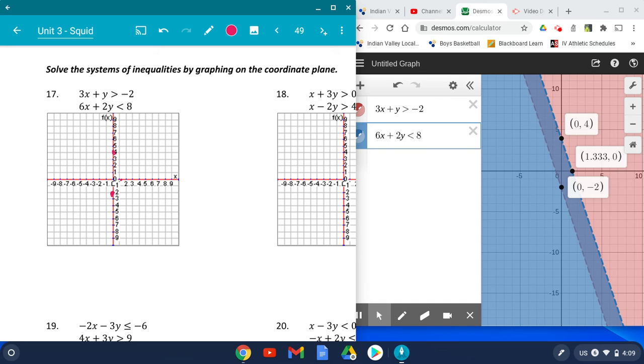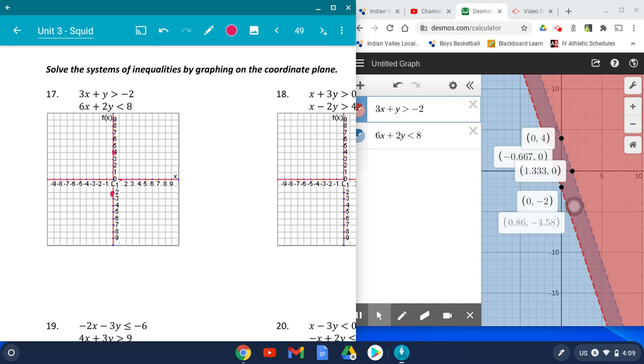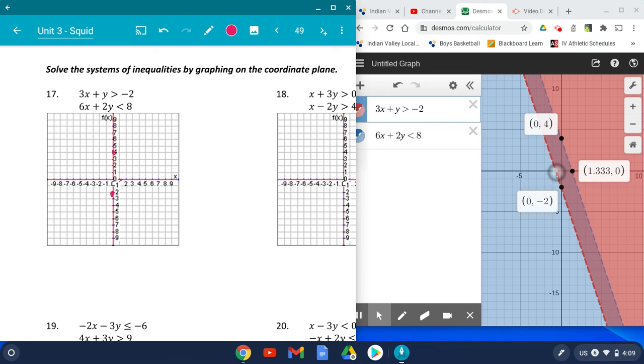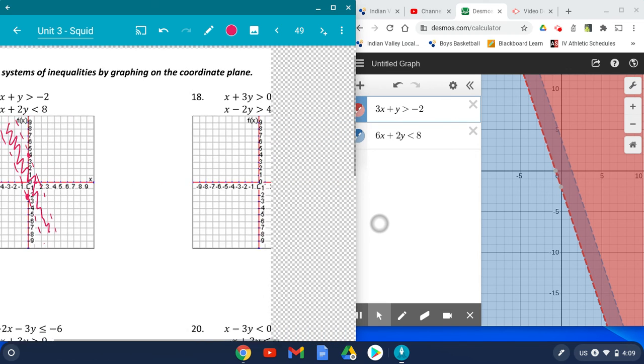And then we got, what's that one? 1/3. So 2/3. Really cool. Something like this. And then the double shaded area was between. That was cool. Let's look at number 18.